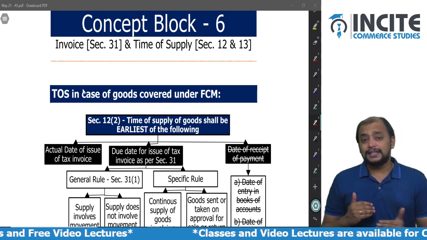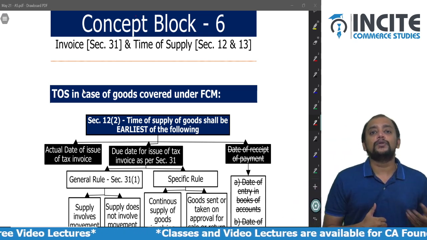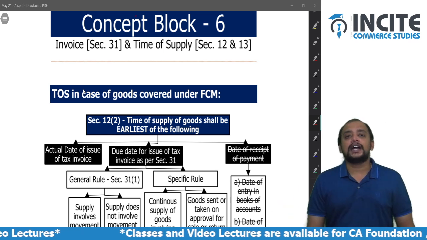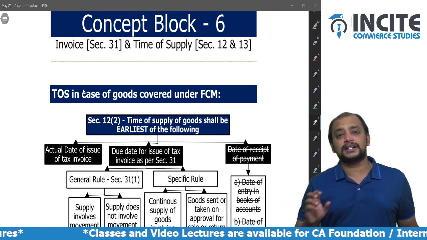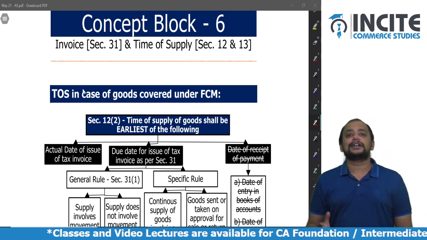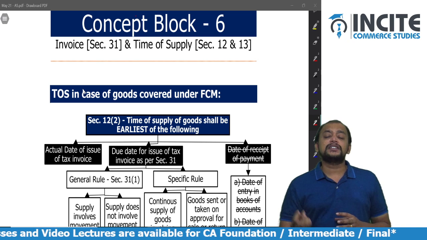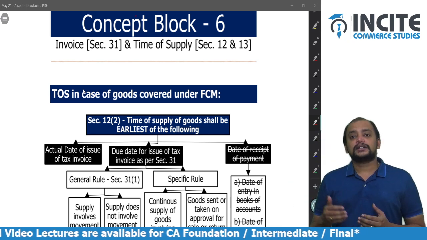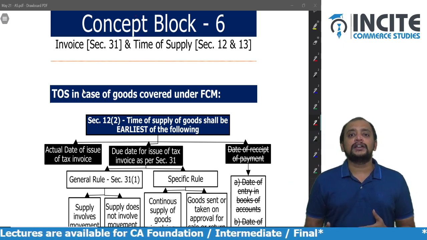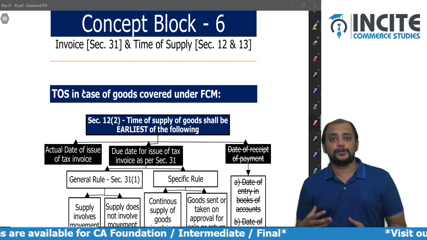Then this time of supply in case of goods is given under section 12, and in case of services, it is given under section 13. So sections 12 and 13 deal with time of supply in case of goods and services. Now, what is the objective of time of supply? Time of supply is to determine the rate at which we need to pay GST.